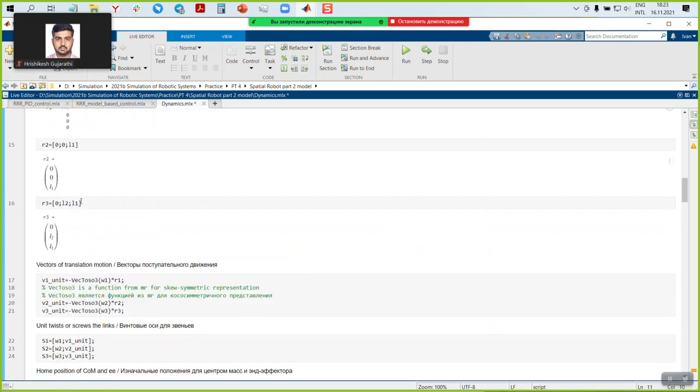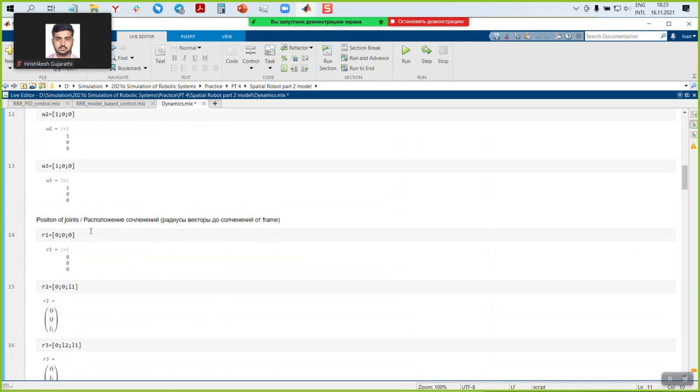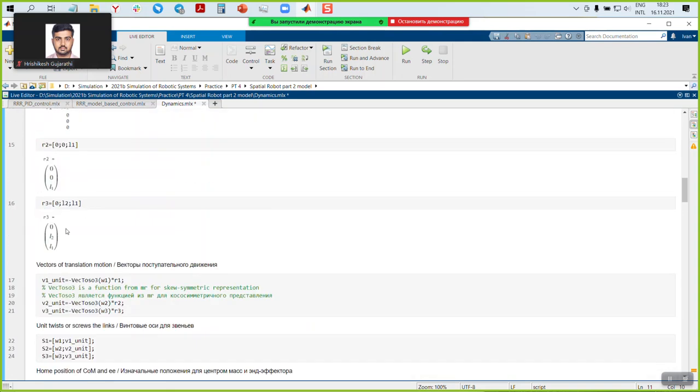Then you need to update where the positions of the joints are. Then here you can see that I'm using a function to get a skew-symmetric representation.